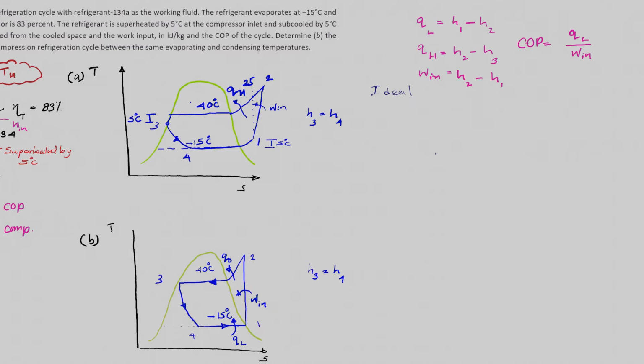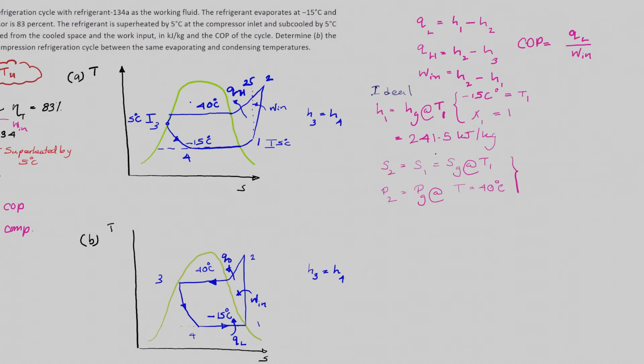To find the h1 value, we know that the temperature is negative 15 degrees Celsius and the quality at point 1 is 1. That means h1 is going to be hg at T1 temperature. We can easily find that from the tables. And we know s2 is going to be equal to s1, which is sg at T1 temperature. And P2 is going to be Pg at T equals 40 degrees Celsius because 2 to 3 is a constant pressure process. So we can find h2 using s2 and P2.